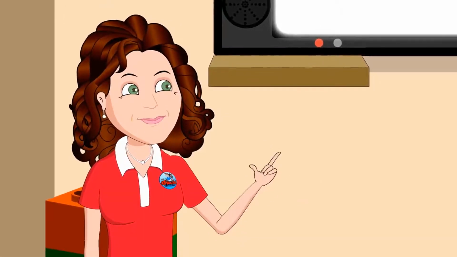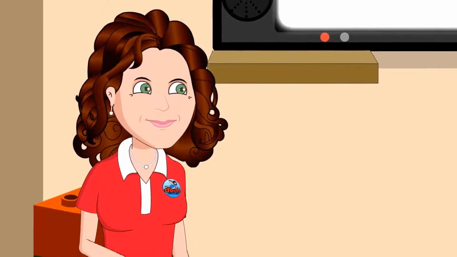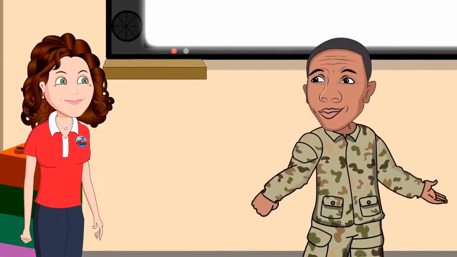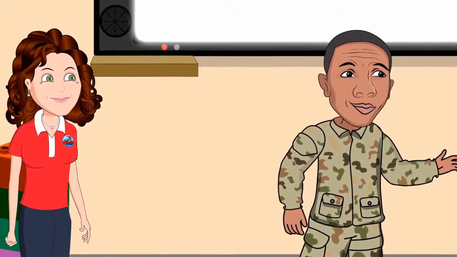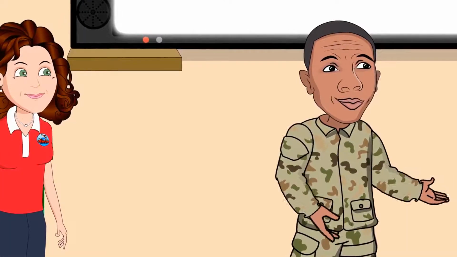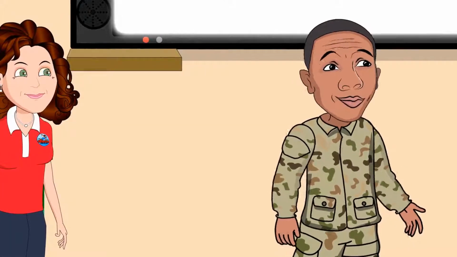We call the two dimensions width and height. It's the difference between a square and a cube. A square has two dimensions, width and height. A cube has three dimensions, width, height, and depth. That's right, Miss Grace. When we describe drone flight, we have to think of it in 3 dimensions. Or as we say, 3D.